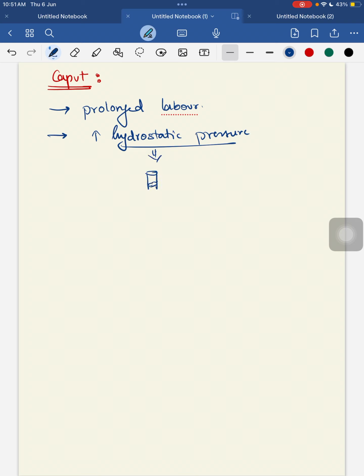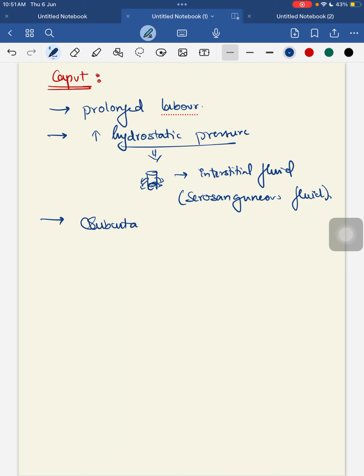Since it is in the subcutaneous plane, it can cross the suture line. First point. Second is that it does not have distinct margins, and it is a soft swelling. The maximum will be present at the time of birth itself, and it resolves on its own by 2 to 8 days. These are the main points that you have to know about your caput succedaneum.